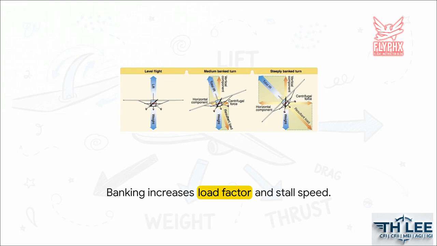boost our total lift. But wait, that extra lift combined with the centrifugal force of the turn itself creates a really heavy resultant load felt right at the aircraft's center of gravity. At a steep 60-degree bank, you're pulling 2 Gs. That means you feel twice as heavy. And here's a crucial note for your checkride. As load factor increases, your stall speed increases dramatically.